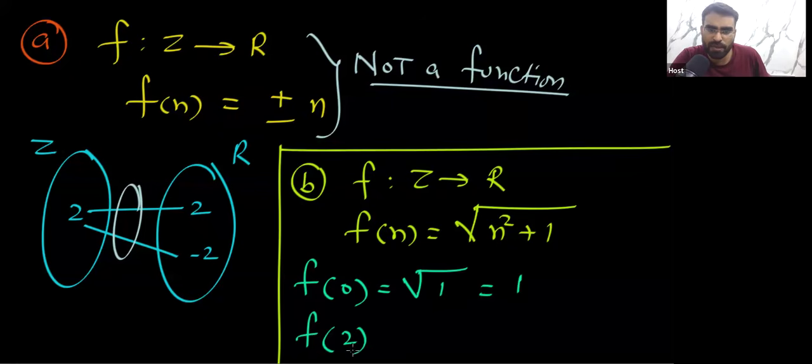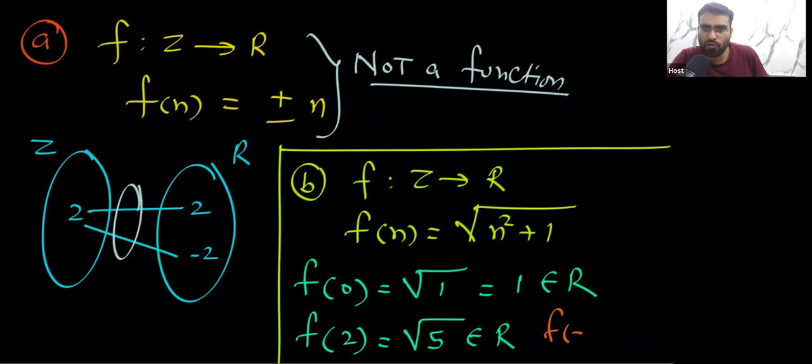Tell me what f(2) will be. That will be square root of 5. Yes, this is a real number. For example, if I ask you what is f(-2), that is square root of 5. That is also a real number. Okay, so very simple. One more thing I want to ask you. Can anyone tell me what is square root of 9? Will it be 3 or will it be plus minus 3? Anyone?